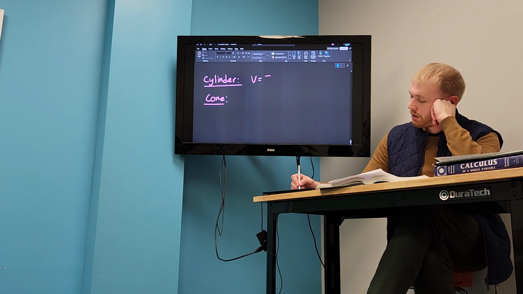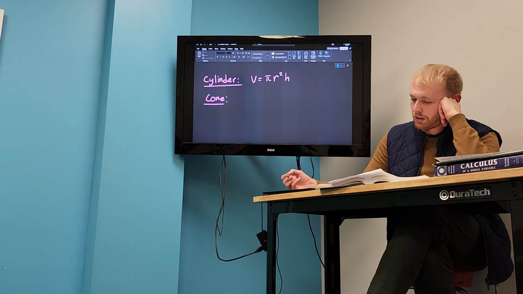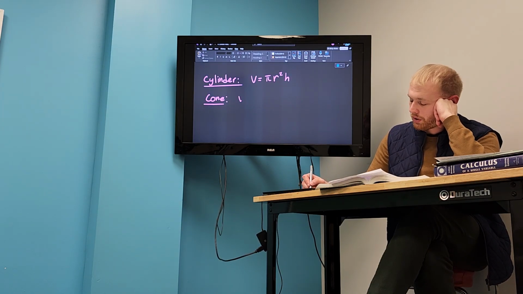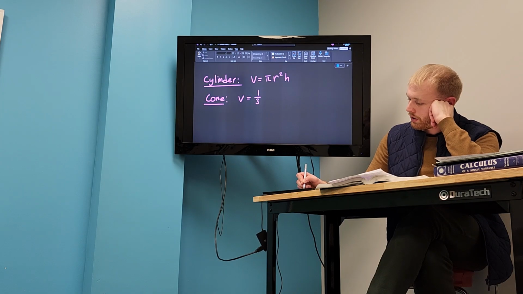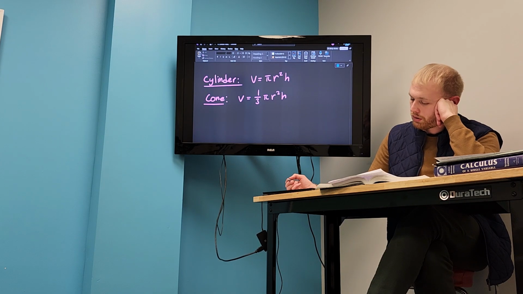Let's see. Volume for a cylinder is, here's your formula, it's pi r squared h. Volume for a cone is 1/3 pi, or pi thirds if you prefer, r squared h. Okay.